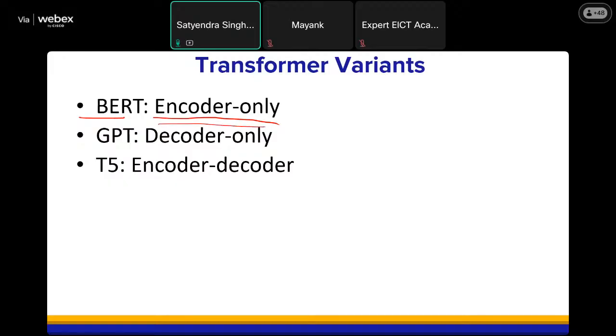In case of GPT or GPT variants, it uses decoder only, because GPT generates natural language output, and it generates one word at a time. So it uses only the decoder part. And some others, like T5, which is used for applications like machine translation, where input is in one sentence and output is another sentence, need both encoder and decoder.